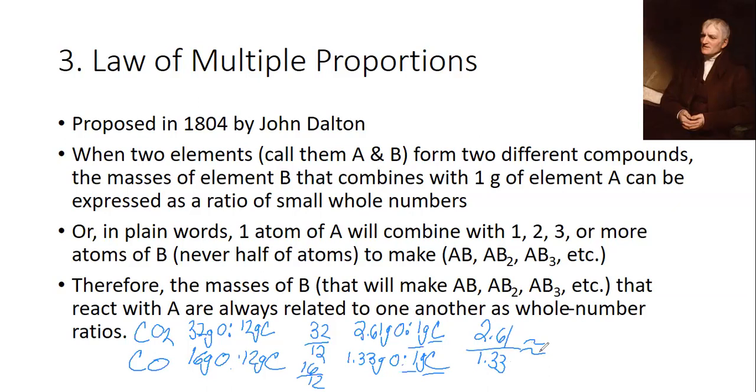Now, when you do this math, you don't get an exact whole number. So you get 2.61 divided by 1.33. You get 1.96, but that's generally close enough to 2. The reason why it's not exactly 2 is because of isotopes, which we're not going to get into right now. But if you get like 1.9 something, 2.9 something, 3.01, 3.05, that's close enough to a whole number that we're going to count it. But that is the law of multiple proportions.